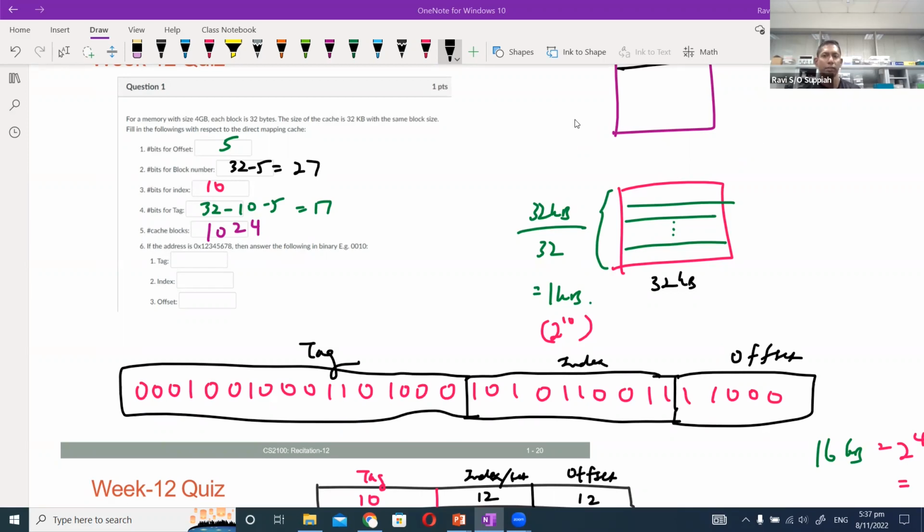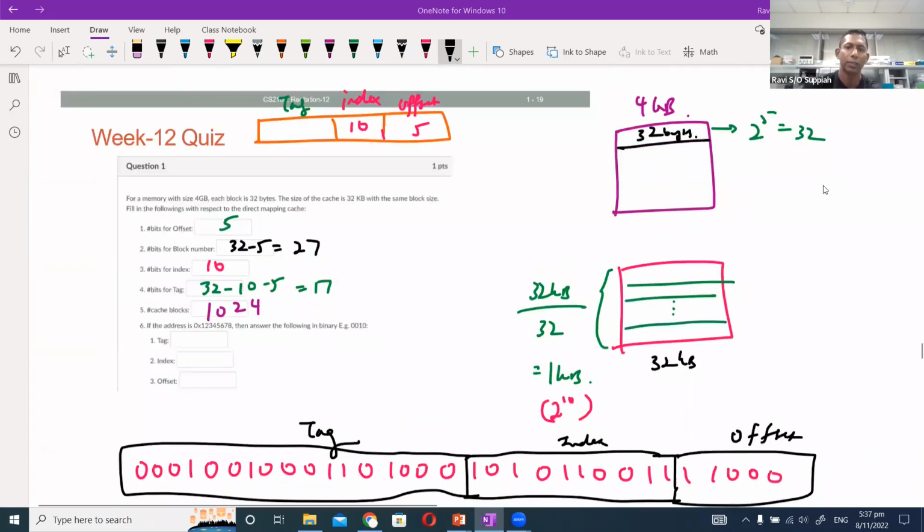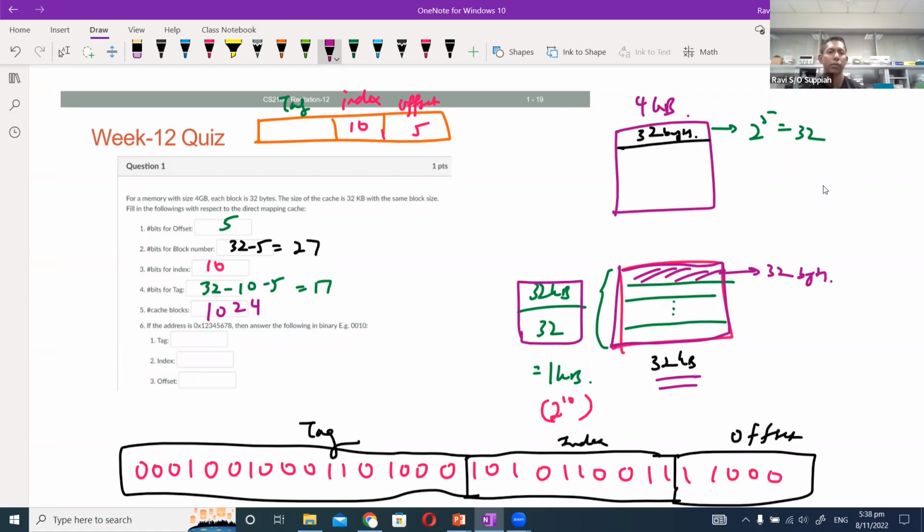How are the bits for index determined? The number of bits for index: index is basically the number of lines that you have. Your total cache size is 32 kilobytes, and we know that each block is 32 bytes. So you take the total size over the size of each block, and you get 1 kilobyte of lines. And 1 kilobyte is 2 to the power of 10. That's how you get 10 bits for index.